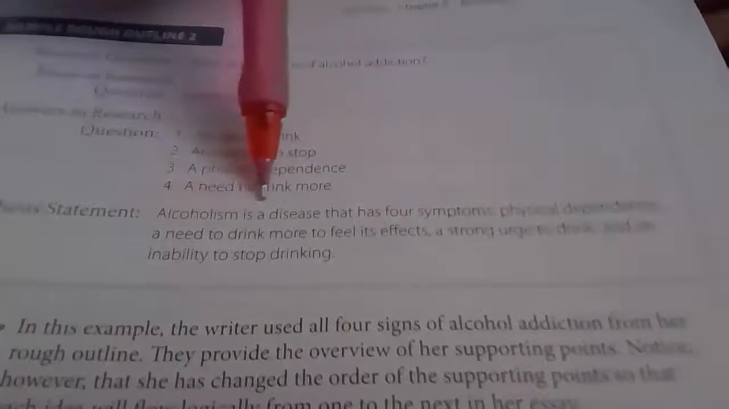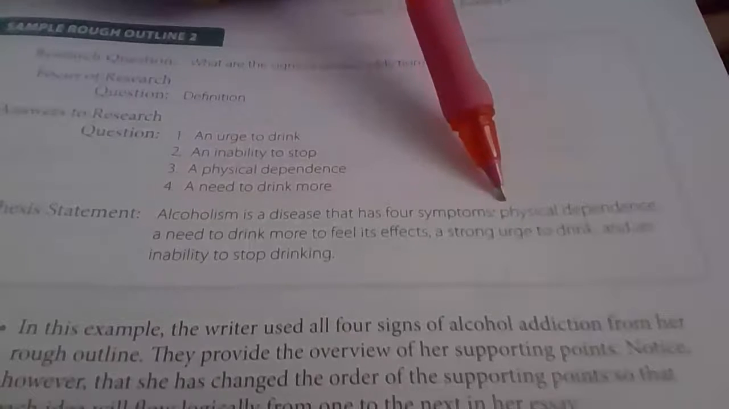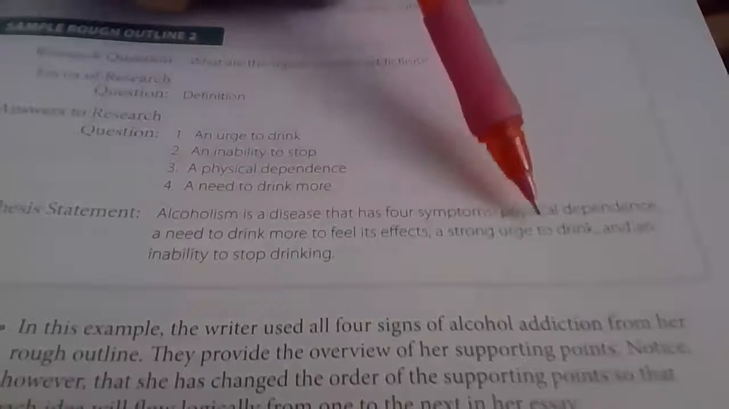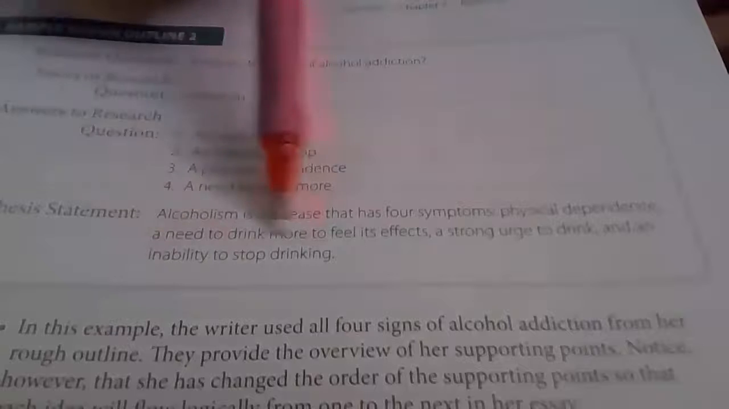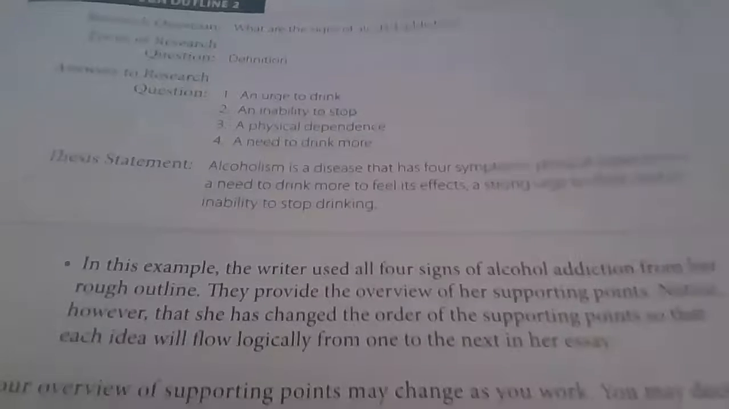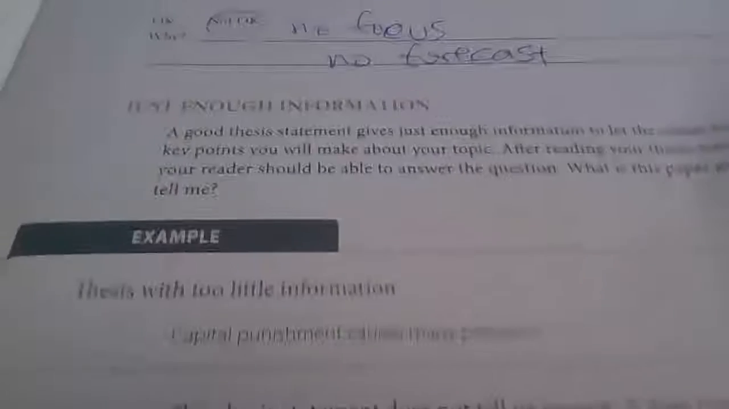All right, so alcoholism is a disease that has 4 symptoms. There's a colon right there. Physical dependence, a need to drink more to feel its effects, a strong urge to drink, and an inability to stop drinking. Of course, this essay will focus on each of those 4 symptoms later in each body paragraph. So now we try again on page 49. And I'll go ahead and skip to page 51.